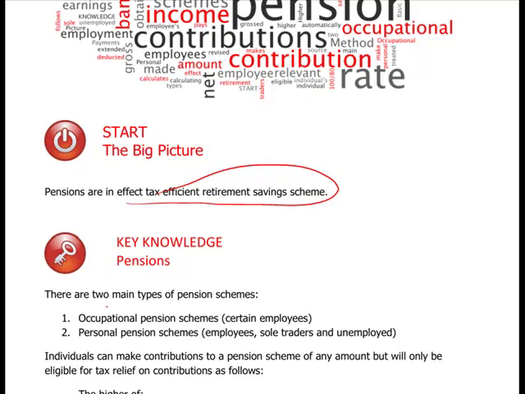There are two main types of pension schemes you need to learn about: occupational pension schemes, which is for certain employees, and a personal pension scheme, which can be for employees, sole traders and the unemployed.